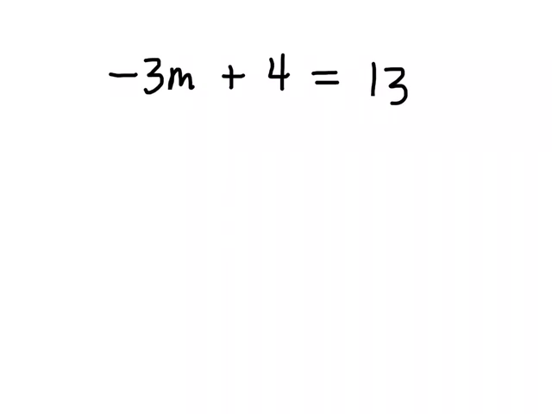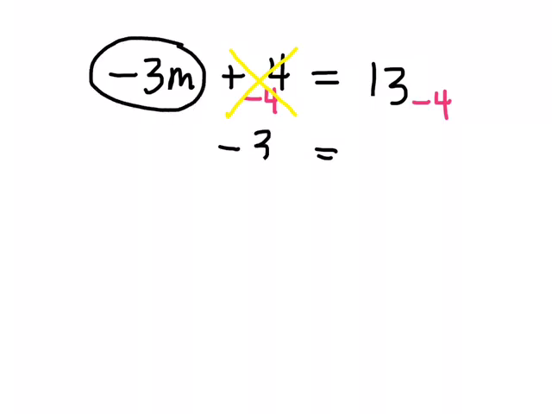What's the first step? What do we want to get rid of? The plus 4. What's the opposite of plus 4? Subtract 4. So we need to subtract 4 from both sides. That gets rid of 4. Take away 4 is 0. And don't forget the negative sign. A lot of people forget that this term is a negative 3m.